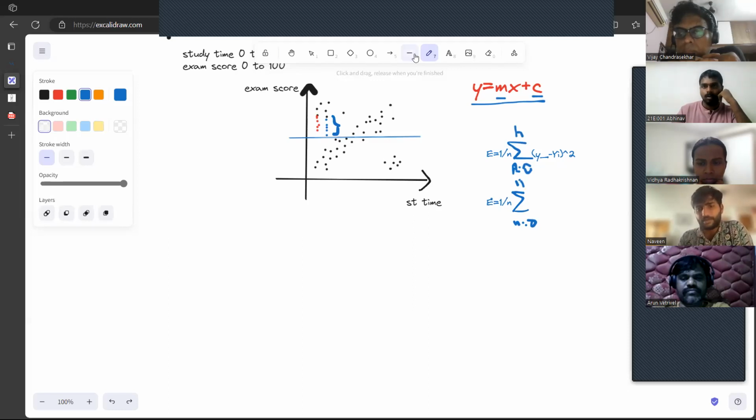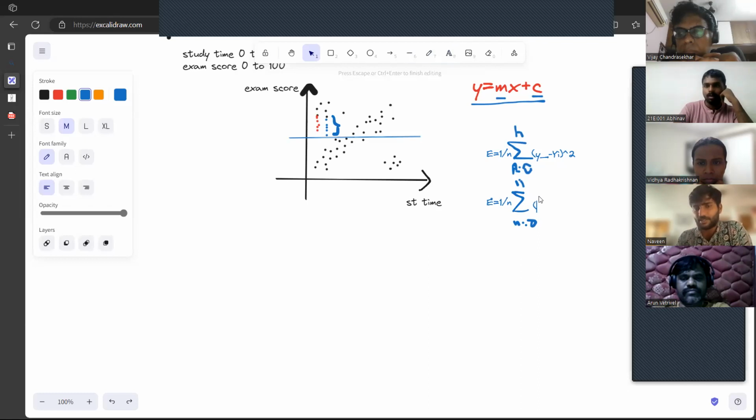So are you going to derive this equation for both coefficients m and c? The derivative of the cost with respect to m and c, yes, in a later part. So this predicted value is given by the function, so the function is mx plus c.